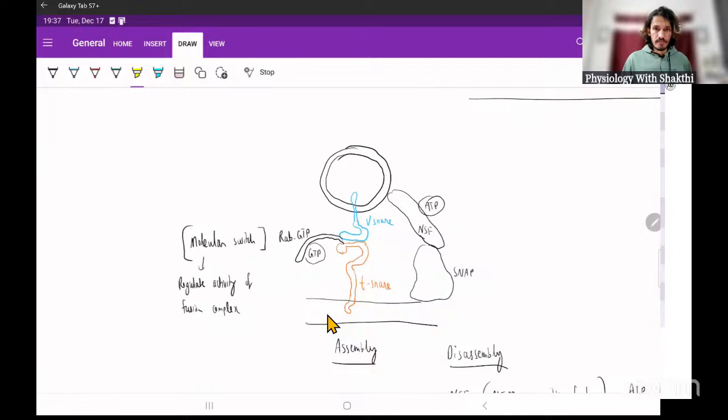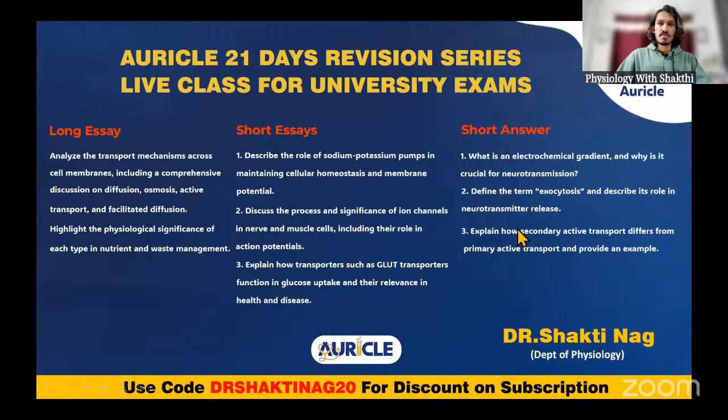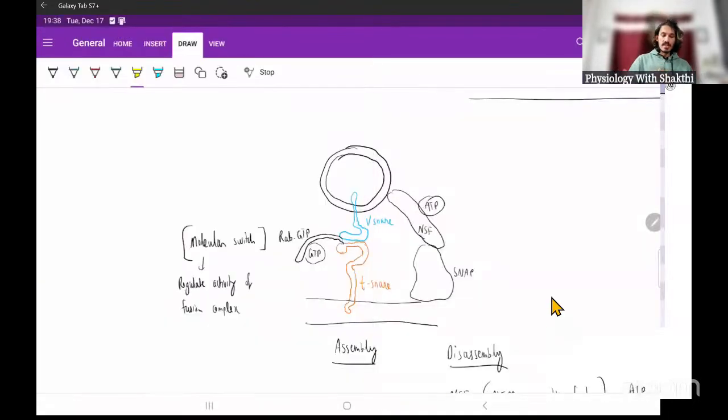This one structure: the vesicle has a V-SNARE attached to it. That is synaptobrevin, a V-SNARE protein. And the membrane over here has a T-SNARE, usually called syntaxin, in terms of your transmission across the nerves. Again, remember we had a question over here: neurotransmission, exocytosis, role in neurotransmitter release. That is why I'm specifically mentioning it. So in neurotransmitter release, the V-SNARE is called synaptobrevin and the T-SNARE is called syntaxin.